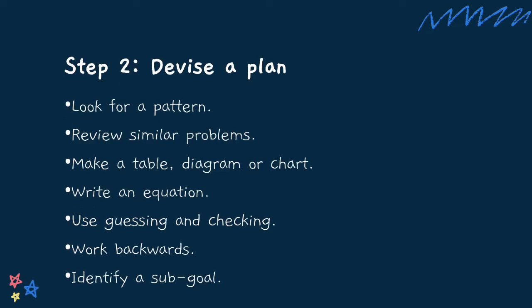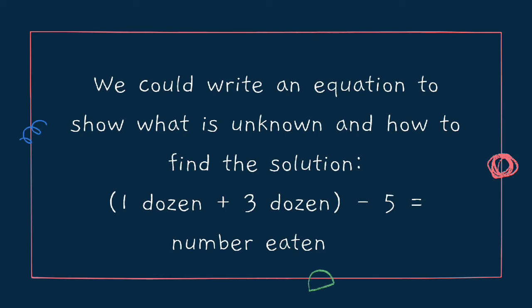Now that we understand the problem, we have to devise a plan to solve it. We could look for a pattern, review similar problems, make a table, diagram, or chart, write an equation, use guessing and checking, work backwards, and identify a sub-goal. In our example, we need a sub-goal of figuring out the actual total number of cupcakes made before we can determine how many were eaten. We could write an equation to show what is unknown and how to find the solution: 1 dozen plus 3 dozen minus 5 equals the number eaten.